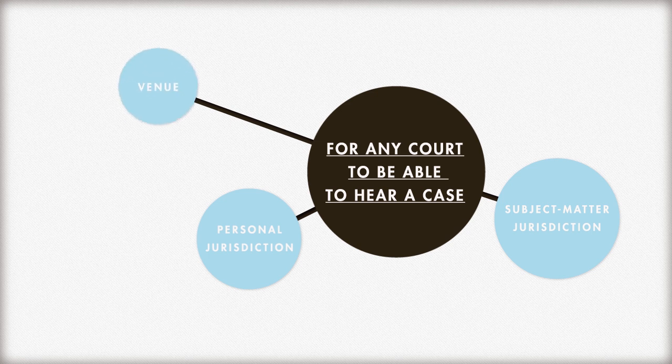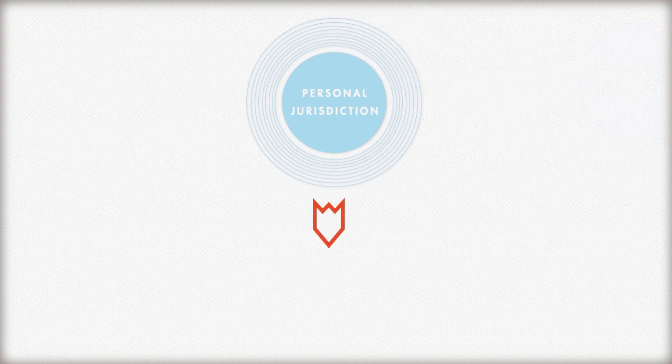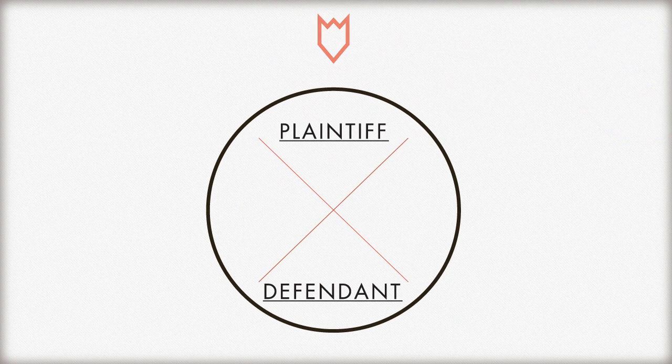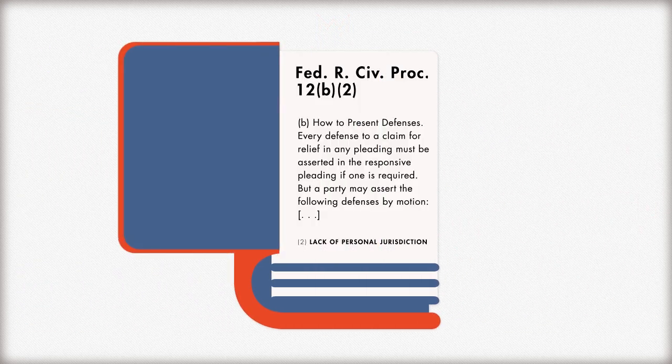In this tutorial, we focus on the first of these 3 restrictions on a court's power to hear a case: personal jurisdiction. Without personal jurisdiction, a court will not have the power to adjudicate a plaintiff's action against a defendant. In fact, under Rule 12b-2 of the Federal Rules of Civil Procedure, a defendant can move to dismiss a plaintiff's case for lack of personal jurisdiction.